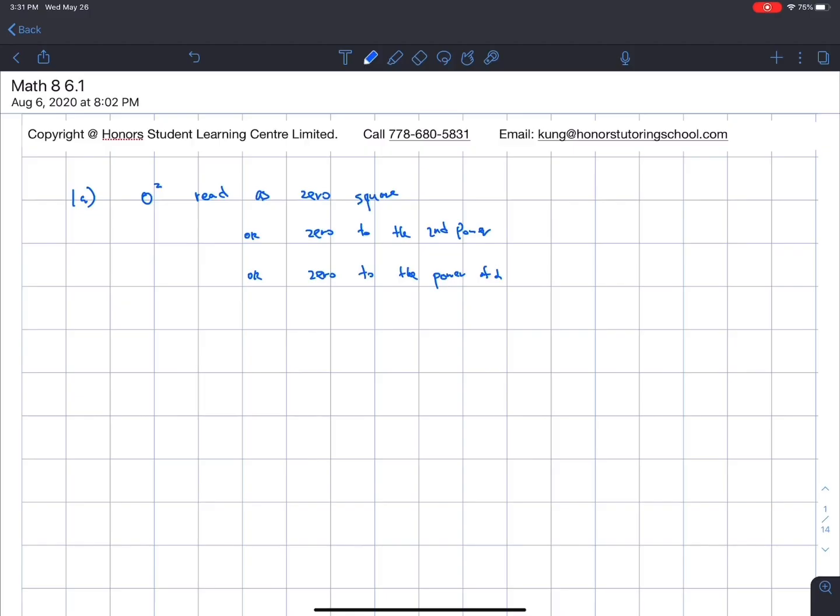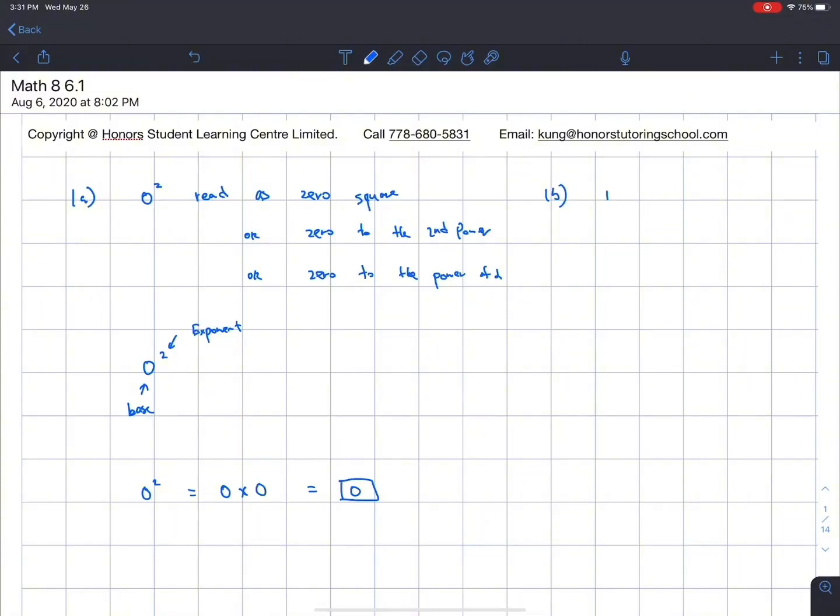So we need to understand that 0 square, the 0 is called the base, and the 2 is called the exponent. And 0 square is really just 0 times 0. So this little exponent tells us to multiply the base by itself 2 times in this case. So of course 0 times 0 is just 0. And that's the answer for 1a.